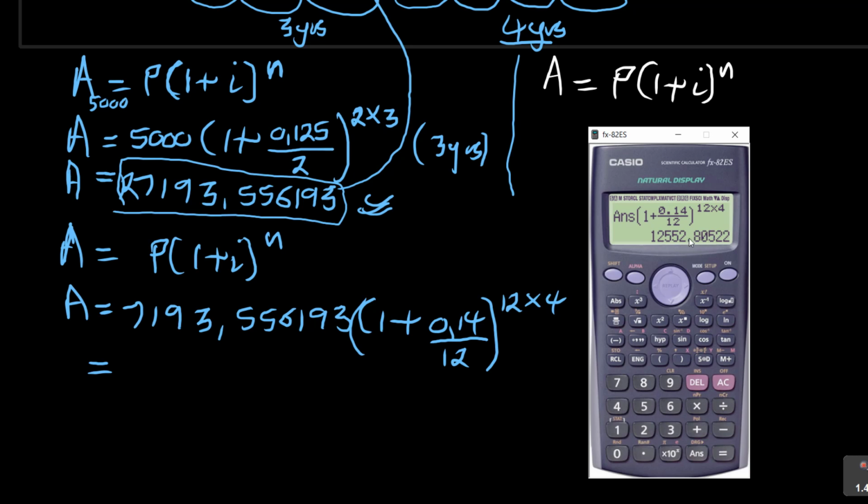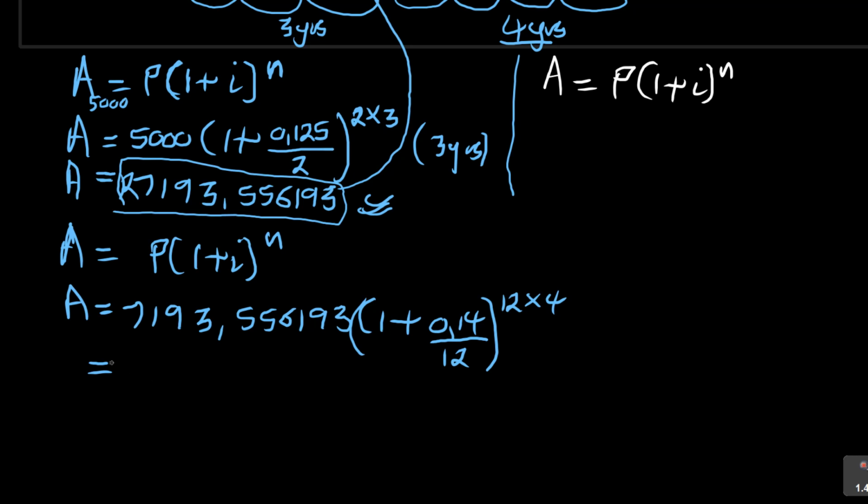805. Let me round off to 2 decimal places. This is money. It's 12,552 rand 81 cent. So this is the accumulated 5,000. This is good investment, eh? From 5,000, after 7 years, you've got 12,000. It's not bad. But are we done?